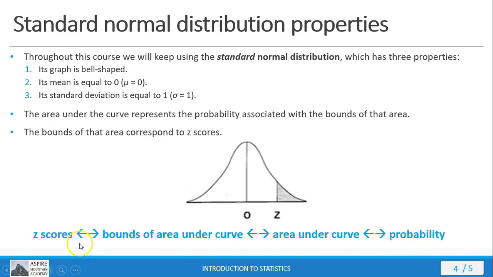But we can go the other way as well. We start out with a probability that gives us a certain area under the curve. That area will be bounded, and the bounds of that area will then give us a z-score. So we can go either way. We can start with the z-score and get the probability, or we can start with the probability and get the z-score.